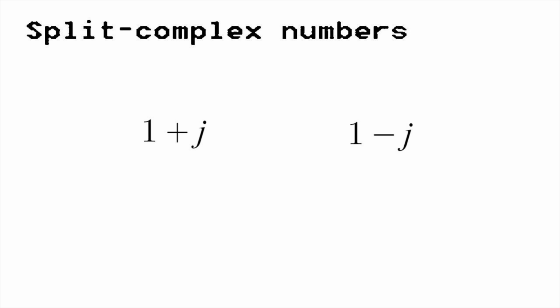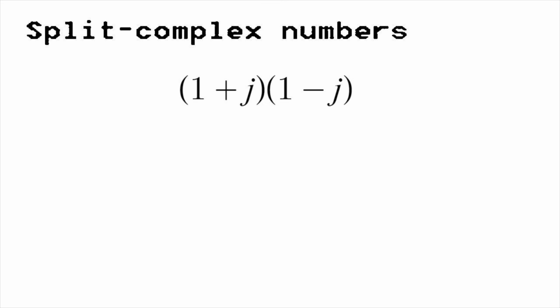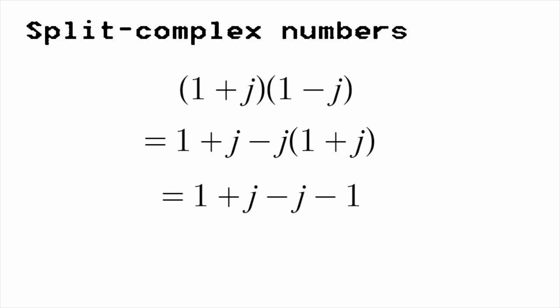See, 1 plus j and 1 minus j aren't just some random split complex numbers, they're what you call zero divisors. To see what I mean, try multiplying them together. Expanding 1 plus j times 1 minus j gives 1 plus j minus j times 1 plus j, which equals 1 plus j minus 1, which is all equal to 0.